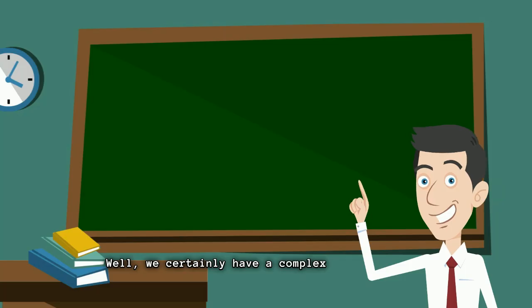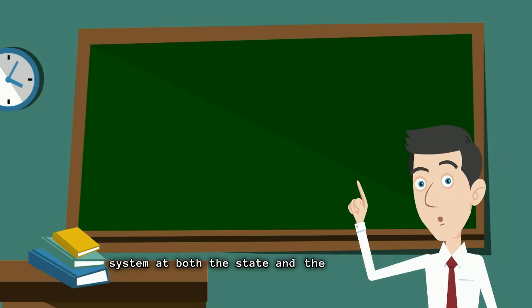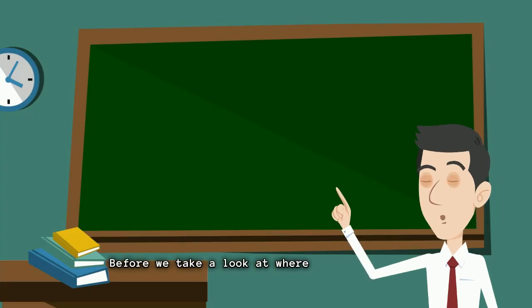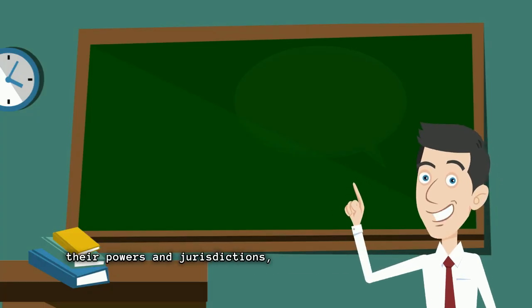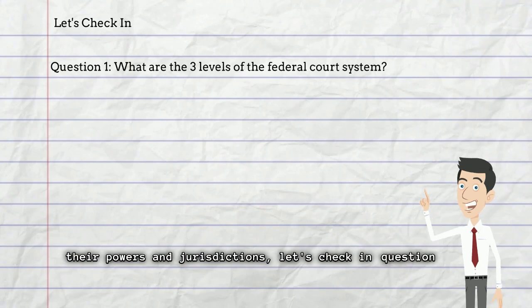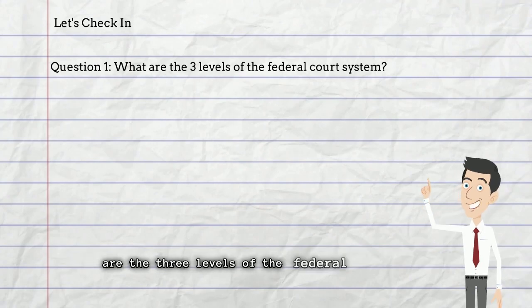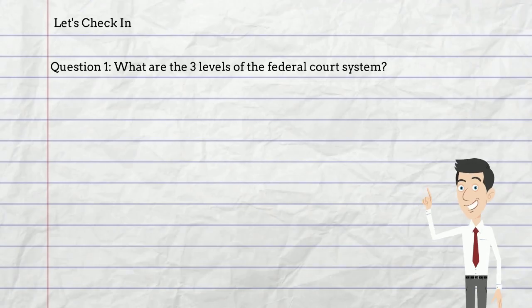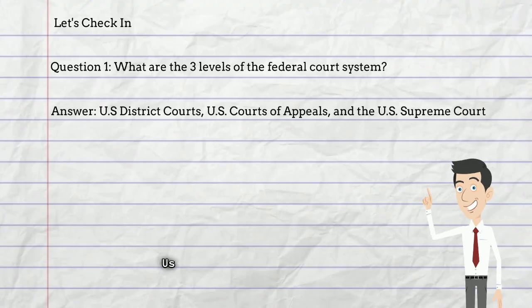Well, we certainly have a complex and deep court system at both the state and the federal level. Before we take a look at where these courts get their powers and jurisdictions, let's check in. Question 1. What are the 3 levels of the federal court system? Answer: U.S. District Courts, U.S. Court of Appeals, and the U.S. Supreme Court.